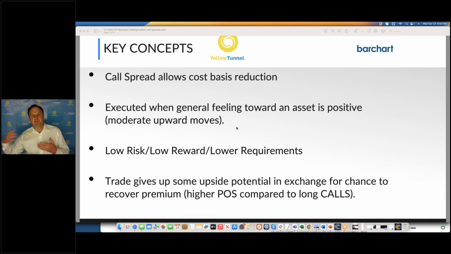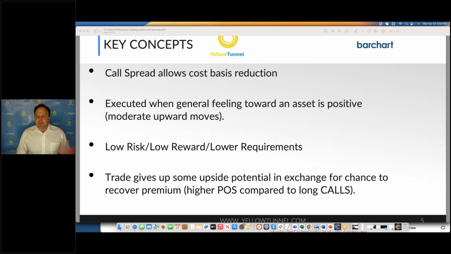One way to do it is selling a higher strike out of the money call. It's usually executed when the general feeling toward an asset is positive, so you're expressing your bullish bias, but you are long and short the underlying asset at the same time. So you're lowering your risk. You are also lowering the reward, because if the stock moves beyond the short call that you're selling, you won't get an additional benefit. So you're reducing your cost basis, but you're limiting your upside, and you're limiting your margin requirements. The trade gives up some of the upside potential in exchange for a chance to recover premium. The structure of a debit spread, by definition, has a higher probability of success than if you just trade a single call.